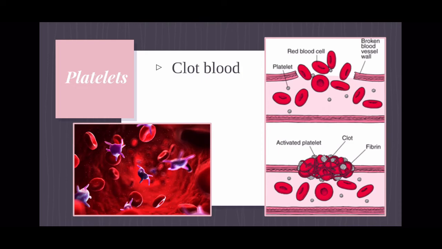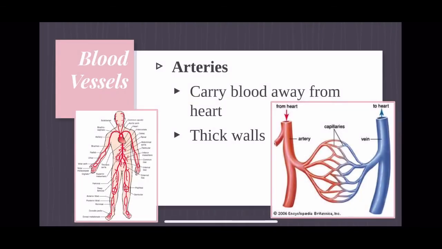Okay, so that is the function of platelets. Now we're going to go into the 3 different types of blood vessels that are found in your body. You need to know the 3 different types and the function of each. So arteries is the first blood vessel, and the function of arteries is to carry blood away from the heart.